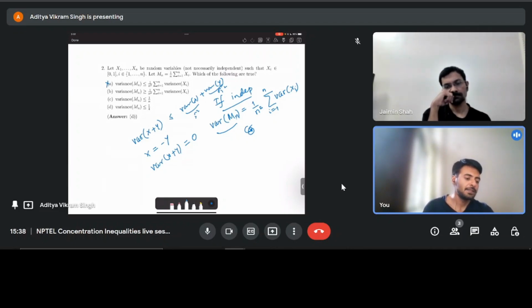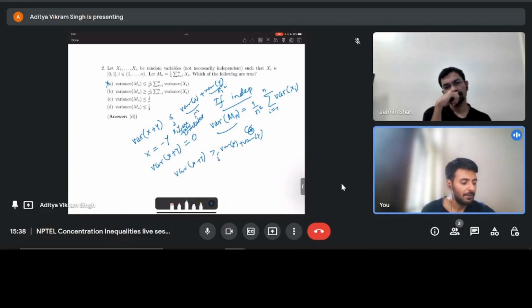B is that variance is greater than equal to this thing. So again, this variance of x plus y can be greater than variance of x plus variance of y. So this was true when x and y were negatively correlated, so that they cancel each other out, and so the overall quantity becomes small.